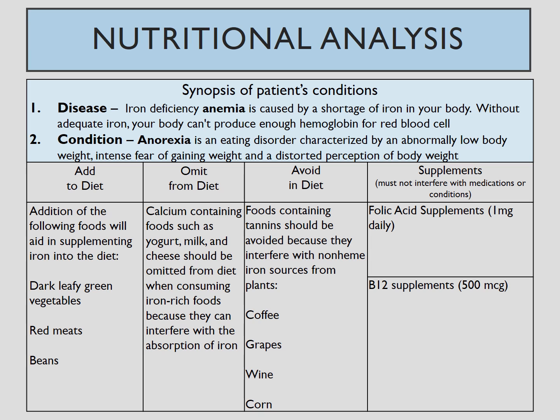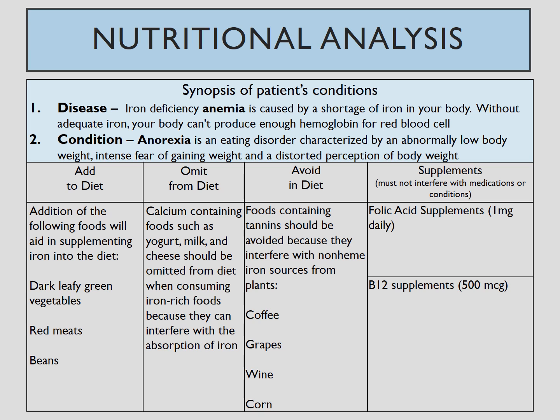Lastly, we will go over our nutritional analysis for Brenda. Again, her disease is iron deficiency anemia, and it is caused by a shortage of iron in the body. Without adequate iron, your body cannot produce enough hemoglobin for red blood cells. Her condition is anorexia, which is an eating disorder characterized by an abnormally low body weight, intense fear of gaining weight, and a distorted perception of body weight.